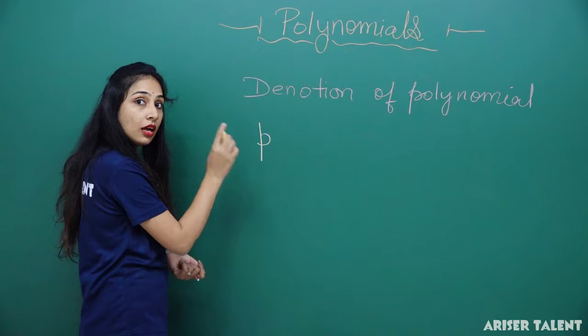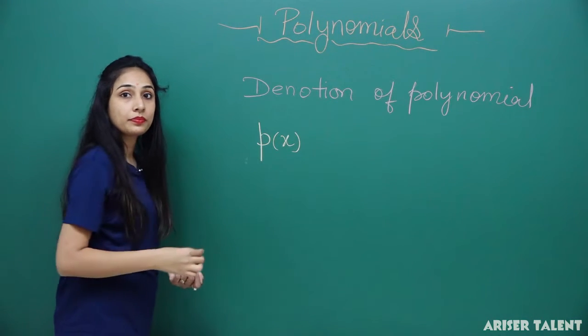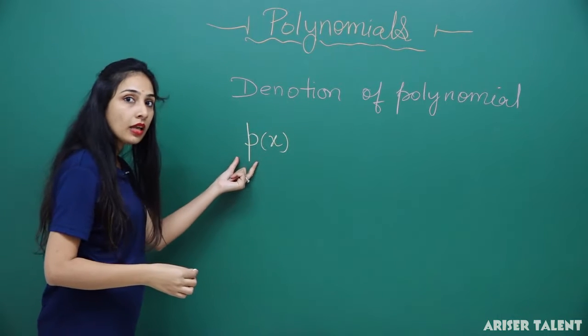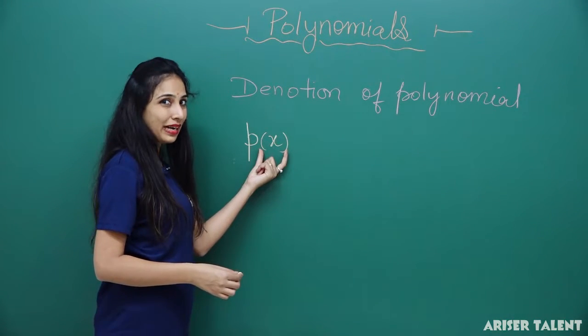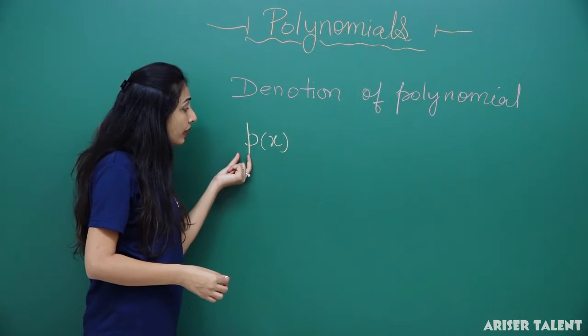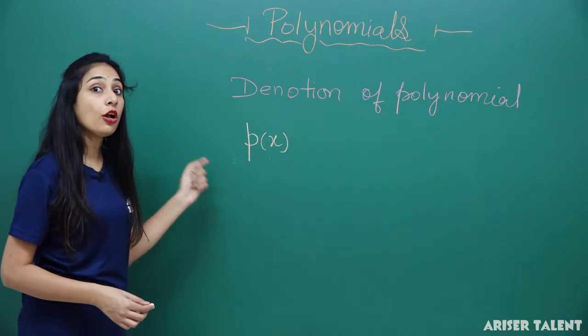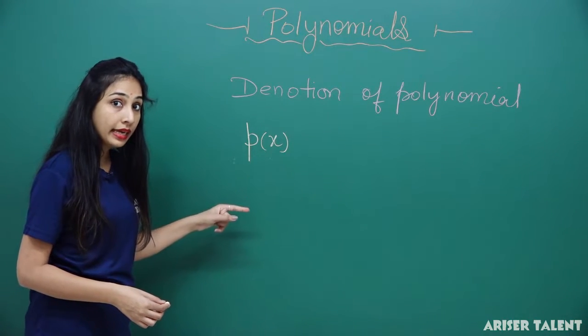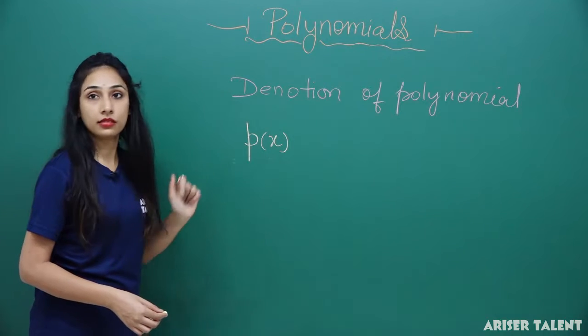P of x. That means P represents polynomial of x. This bracket is basically "of". So, polynomial of x. That means you are writing a polynomial which has a variable x.